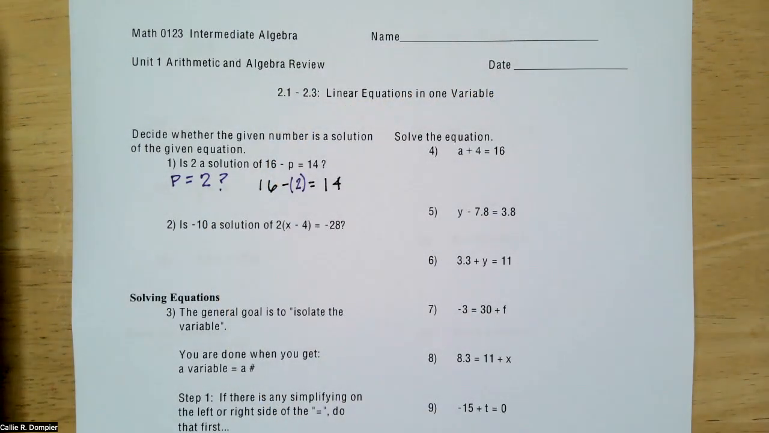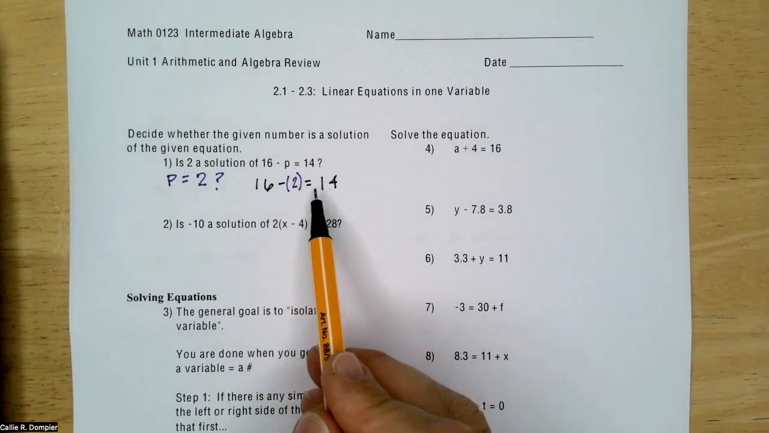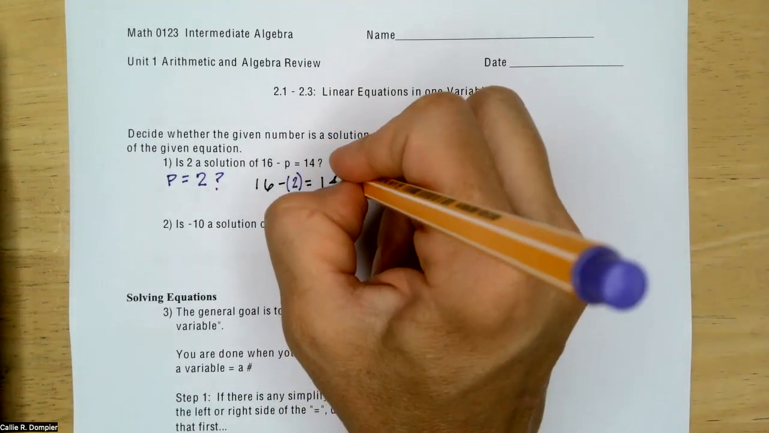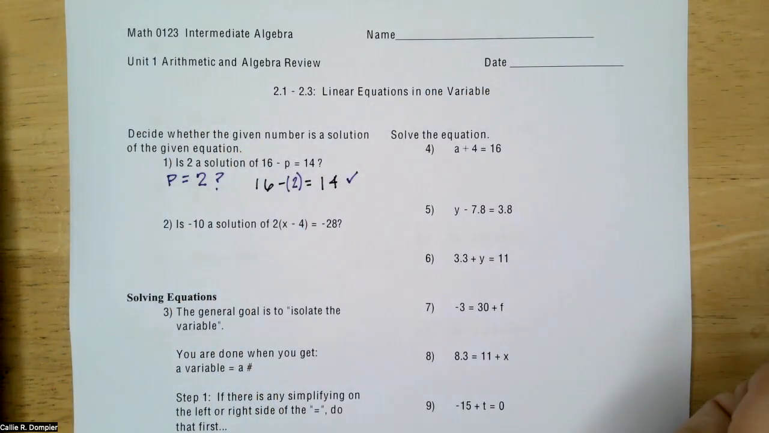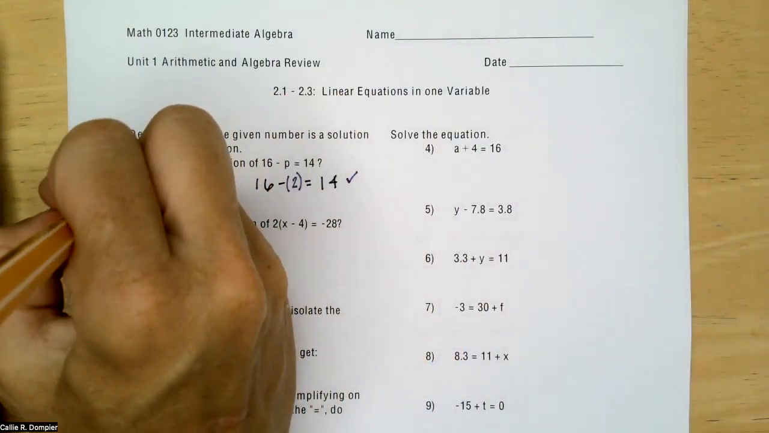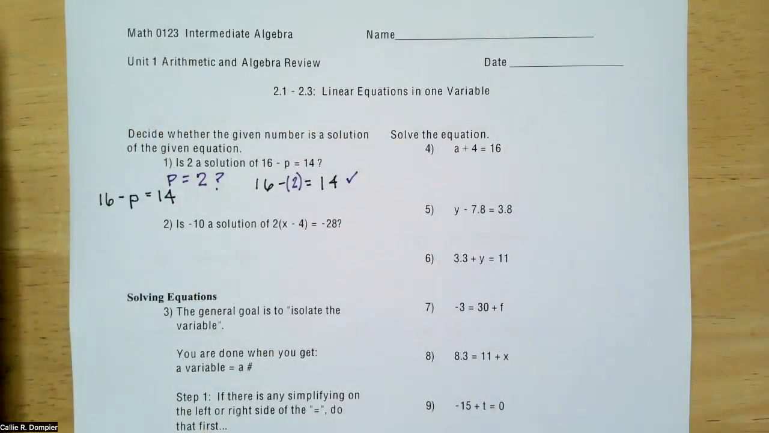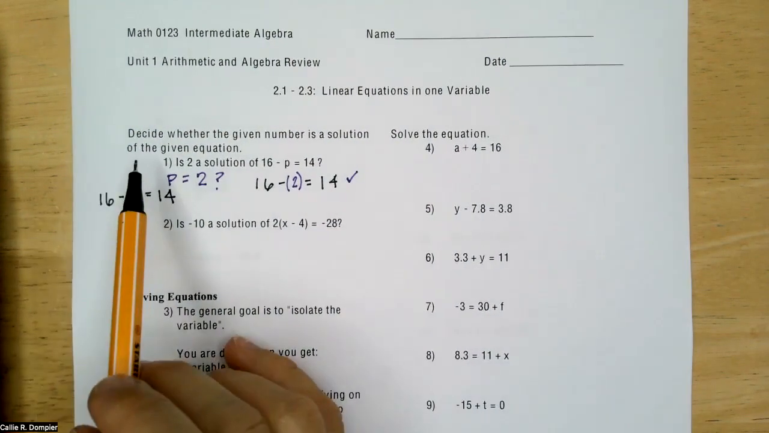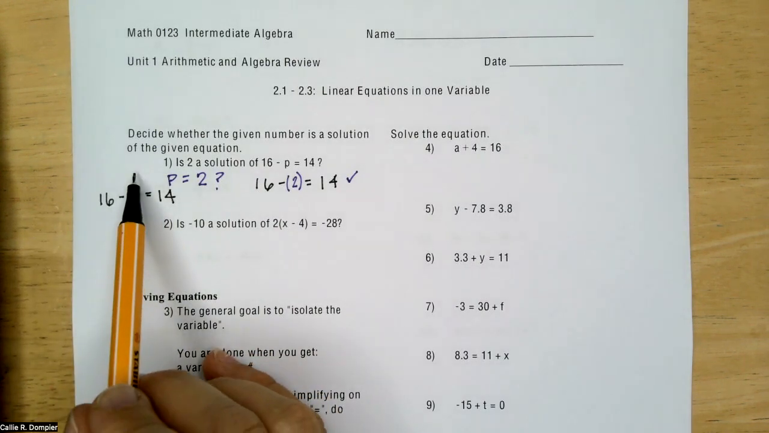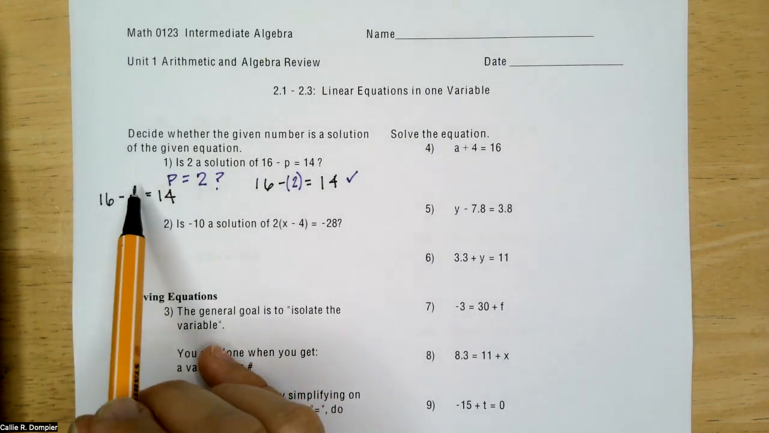Okay. 16 minus 2 is 14. That's true, correct? So 2 is a solution of 16 minus p equals 14. You can also, a different way to do it, is 16 minus p equals 14. Move everything. Here is your p on the left side of the equal sign.